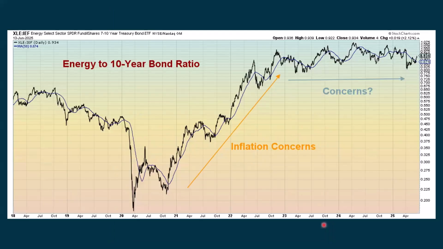Then we look at a ratio between energy and the 10-year bond ratio. I mean, pretty much since the beginning of 2023, this ratio has just been going sideways. So we're not really seeing any real concern. For a while, it's been coming back down. It could go back up, but it's still pretty much range bound. Not like what we saw back in 2021 going into 2022 when energy was really outperforming interest rates at that point. That was giving us some warning signs. But right now, we're not really getting much from this chart.